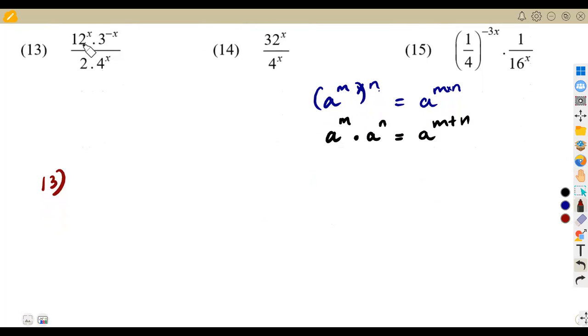On number 13, we are given 12 to the exponent of x multiplied by 3 to the exponent of negative x, everything over 2 times 4 to the exponent of x. Okay, there are so many ways, so many platforms, of answering this. There are so many ways that we can do it.